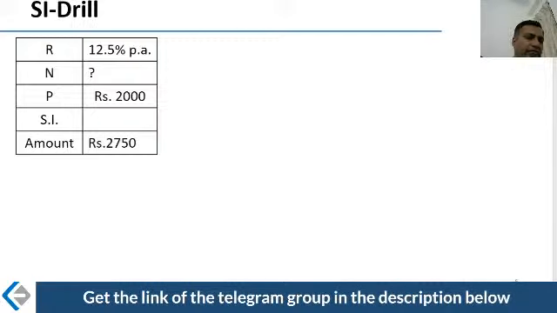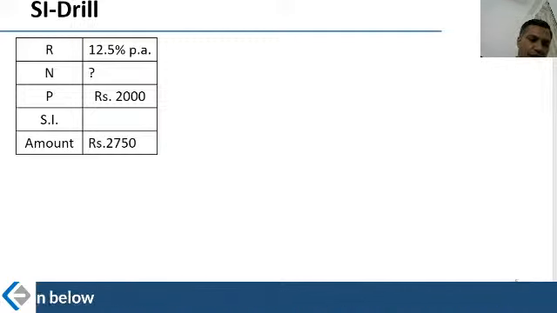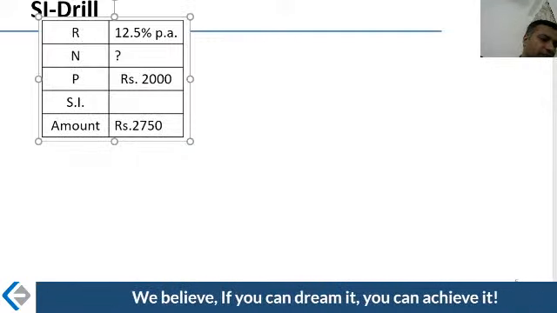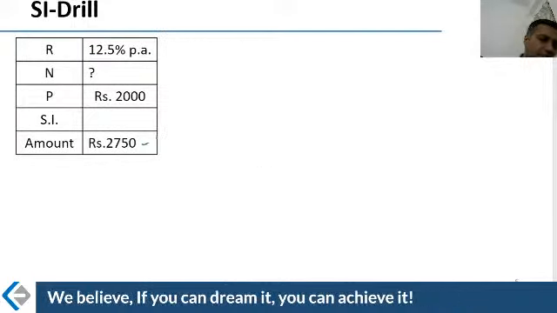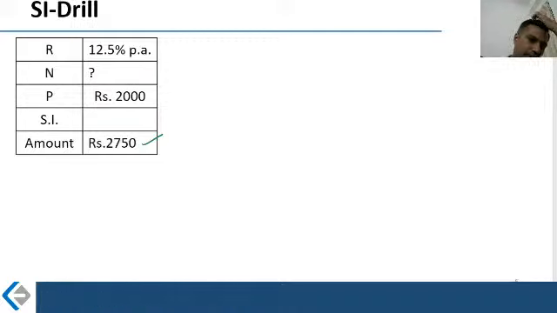12.5% per annum is the rate of interest. Number of years unknown. Principal known. Simple interest unknown. You have to find the number of years. Of course, you can find simple interest as well. Can I find the simple interest also on this? You can. The amount is given to us. This is the given data.